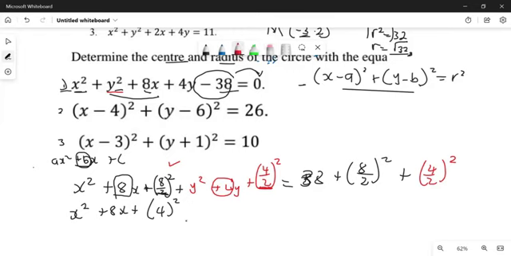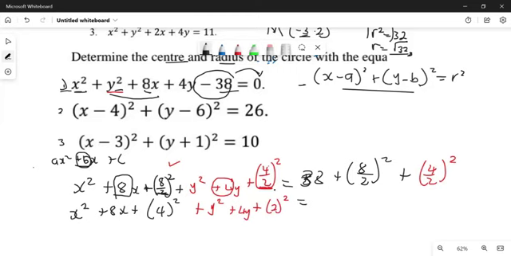Next, we're going to continue with the red one. We have plus y squared plus 4y plus. Let's check if 4 is divisible by 2. Is 4 divisible by 2? 4 is divisible by 2. Here you will have 2 all squared. And then this is going to be equal to.